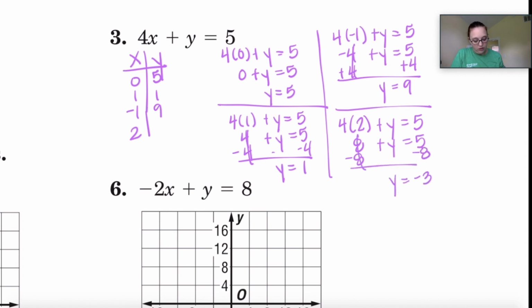5 minus 8 is negative 3. Okay, so that's our solution. And just like I was doing before, we can rewrite these as ordered pairs using the parentheses and the comma. So we have the ordered pairs (0, 5), (1, 1), (-1, 9), and (2, -3). Those are all solutions to that particular equation.